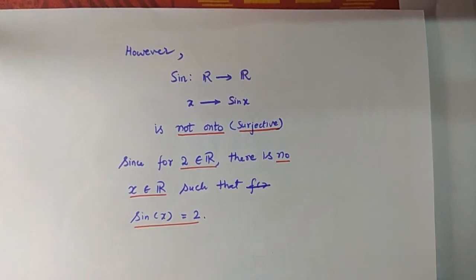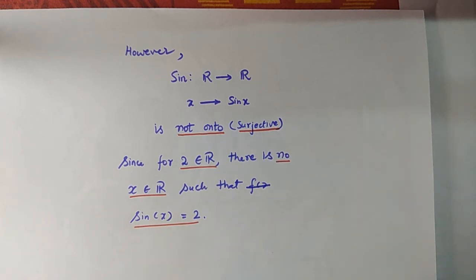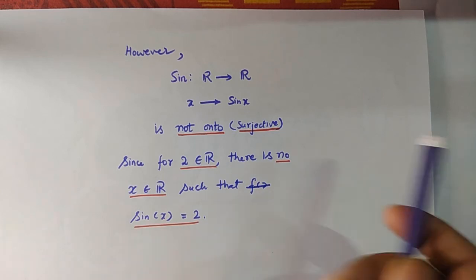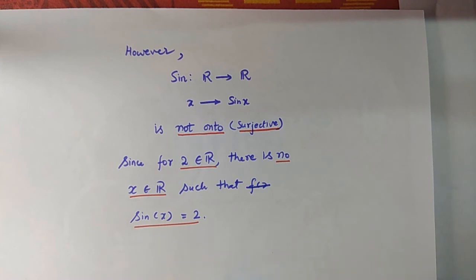However, the function sin x from R to R is not onto because in this case the codomain set is the whole set R, which is not equal to the range of the sine function. You can also argue like this. Consider the number 2 belonging to R. There is no real number x such that sin x is equal to 2. So there is a point in the codomain which is not the image of any point in the domain. Therefore, this function sin x from R to R is not an example of an onto function.